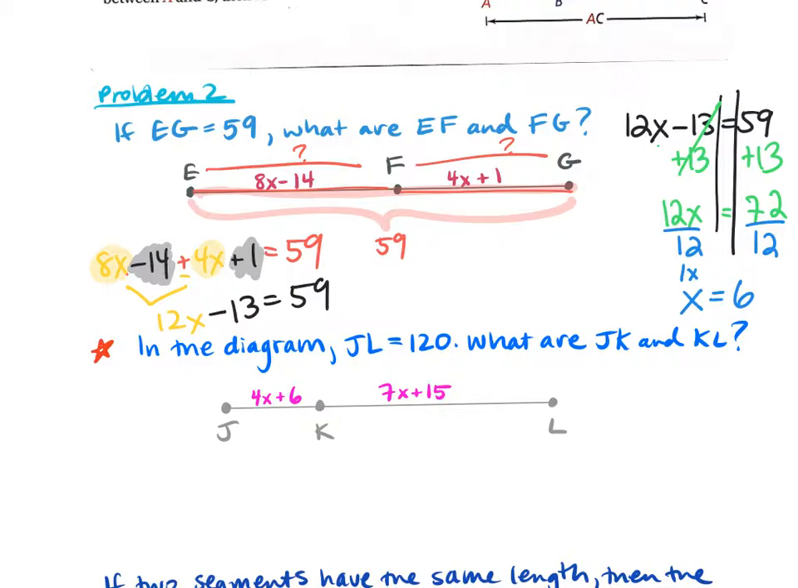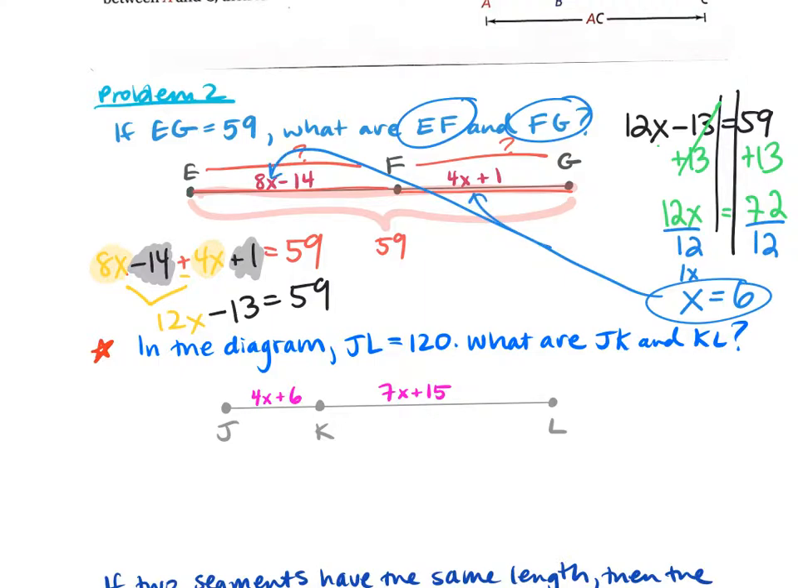Okay, that is not the answer though, right? It says, what are EF and FG? But now we have x, we can take this x and plug it into that x, and plug it into that x. So EF is equal to 8x minus 14. Since my x is 6, we can go 8 times 6 minus 14. 8 times 6 is 48, and minus 14 is 34. So EF is 34. And then FG, we could also plug in 6 there, right?